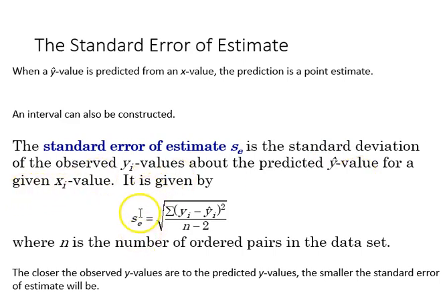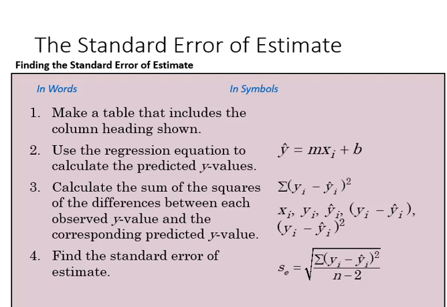The equation is here, where the standard error of estimate, SE, equals the square root of, in the numerator, the sum of yi, which is the observed, minus y hat, which is the predicted, squared, so the sum of squared residuals. And then in the denominator, we have simply n minus 2, where n is our sample size of ordered pairs in the data set. The closer the observed y values are to the predicted value, the smaller that standard error of estimate will be.